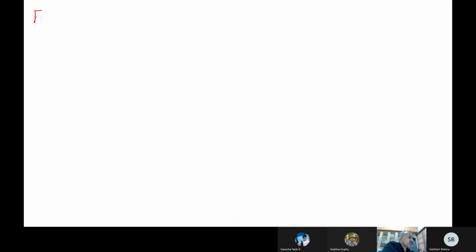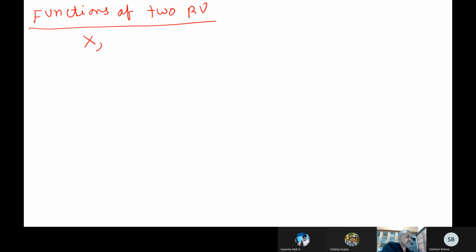And now let us see one more small thing, which is anyway functions of two random variables. So it is nothing but the same thing only. Okay. So we have two random variables, X and then Y, and their density function. Now I have one random variable only, Z, which is a function of X comma Y.